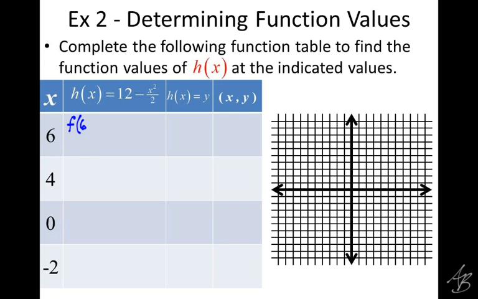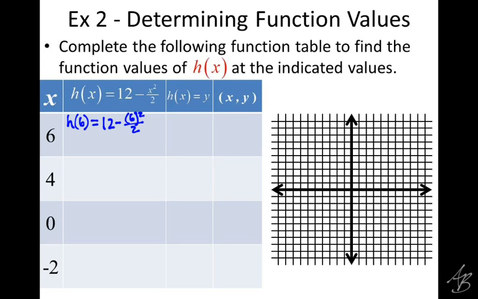So I'm going to have f of 6 equals what? Oh, I'm sorry, not f. It should be h. H of 6. Sorry about that. H of 6 equals 12 minus 6 squared over 2. Notice that I put the 6 in parentheses. Really, we'll only need that when the x value, the input, is negative, but I'll go ahead and do it when it's positive also.